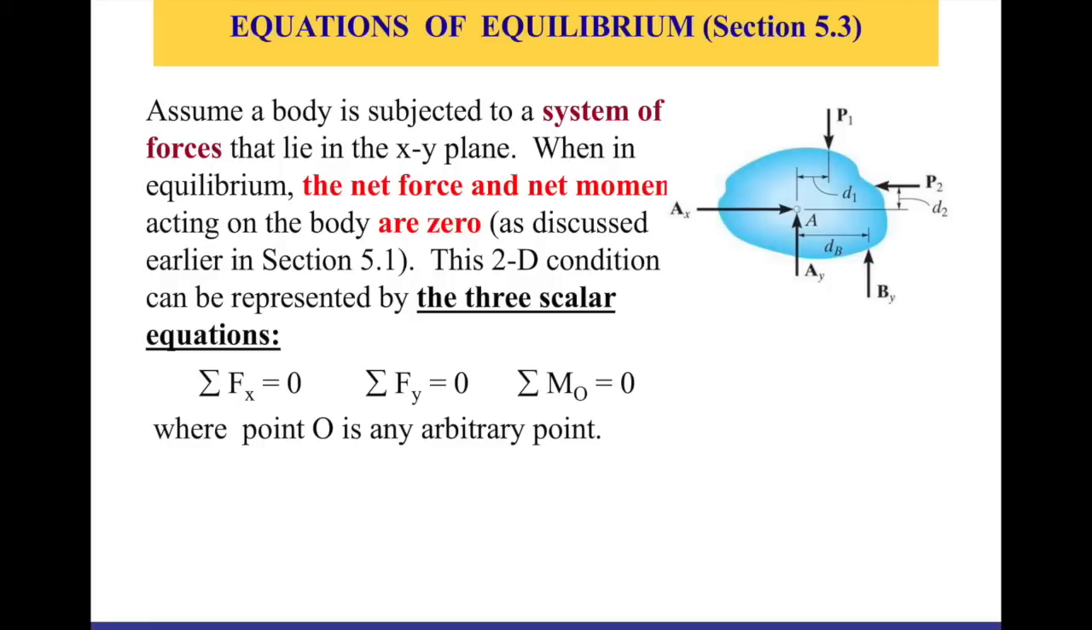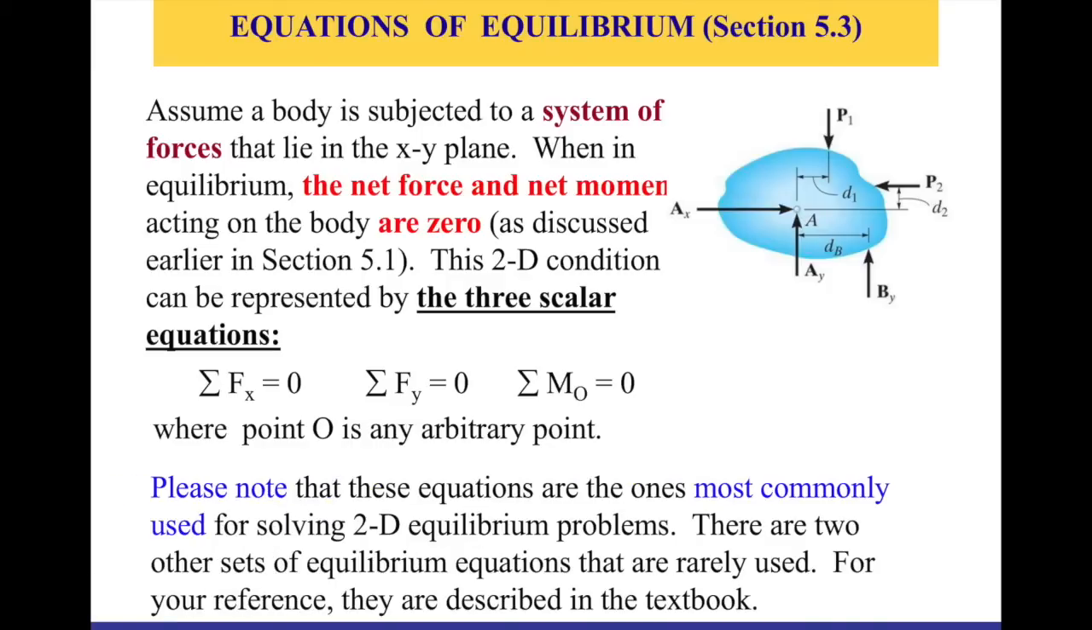We're going to use this in the examples that we're going to solve, so keep this in mind. If you want to find the moment around a point, select the point where the largest number of unknowns are passing through. That will simplify our analysis. Please note that these equations are the ones most commonly used. We have two other sets of equations that we can use, but we're not going to talk about them in this video, and you can refer to the textbook for more information.